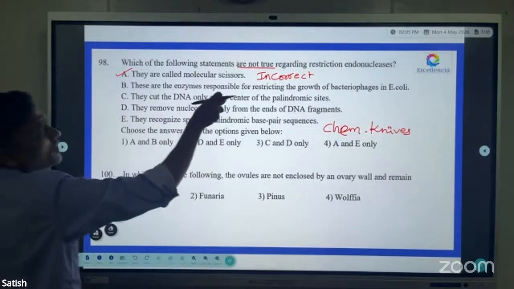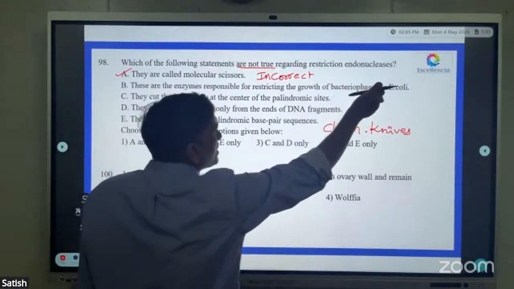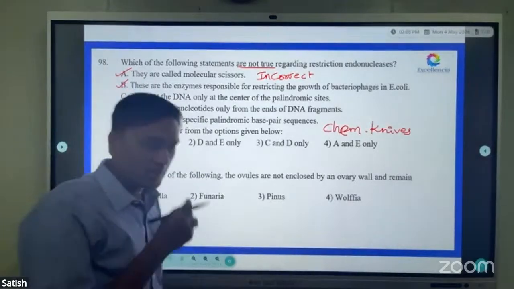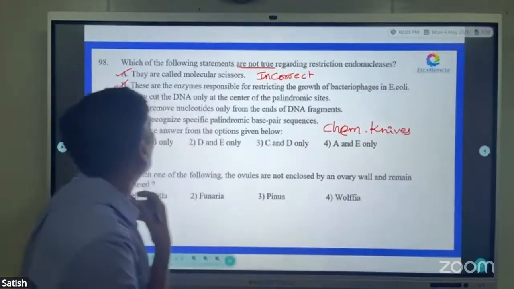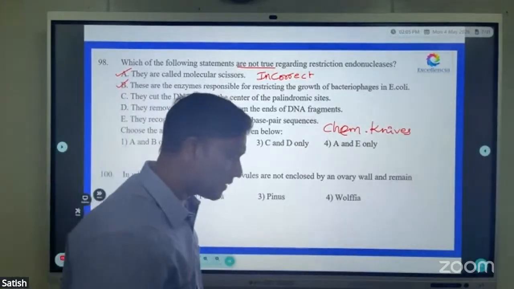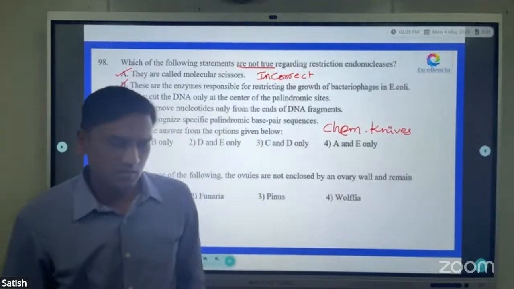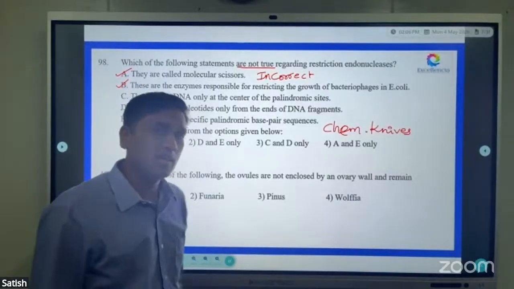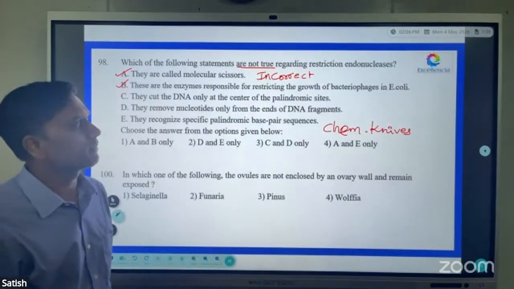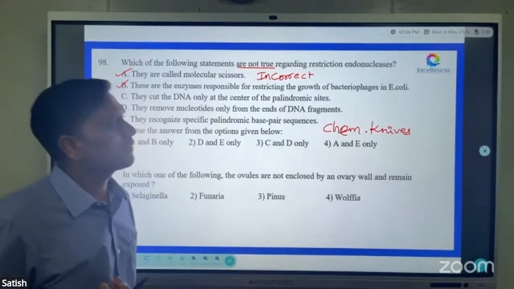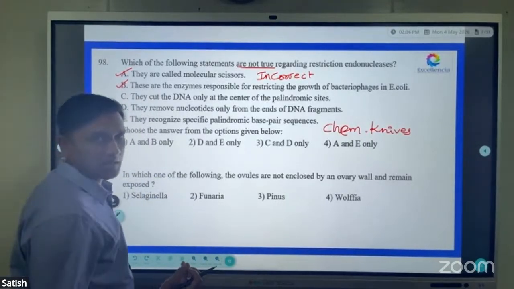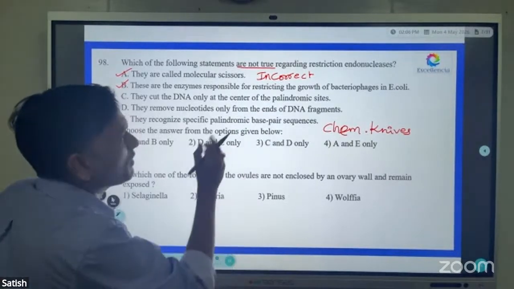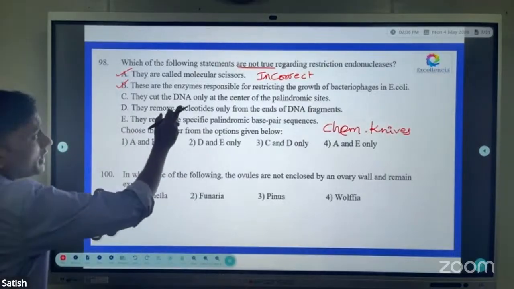These are the enzymes responsible for restricting the growth of bacteriophages in E. coli. Yes, correct option. This one also correct statement. Because the E. coli organism is mainly infected by some viruses. We can call those viruses bacteriophages. So bacteriophages are the viruses which mainly infect the bacterium. So to protect themselves from these viruses, the E. coli bacteria release certain enzymes. One of those important enzymes is restriction enzyme. So B is correct.